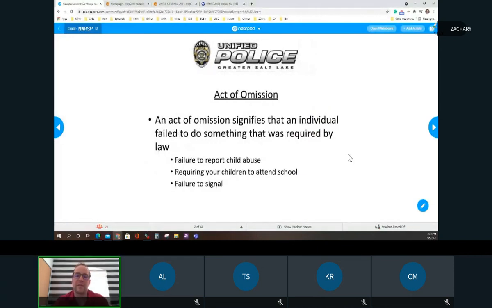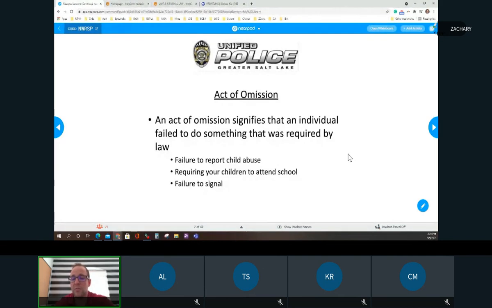Okay, so here are some different things that we're looking at when we're looking at the law too. One is act of omission. An act of omission is when an individual fails to do something that was required by law. So for example, if you did not stop and maybe help somebody, that may be an act of omission. Or some examples they have here: failure to report child abuse, requiring your children to attend school. So if you just don't have them attend school.